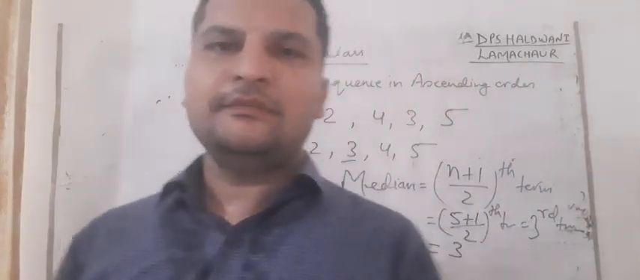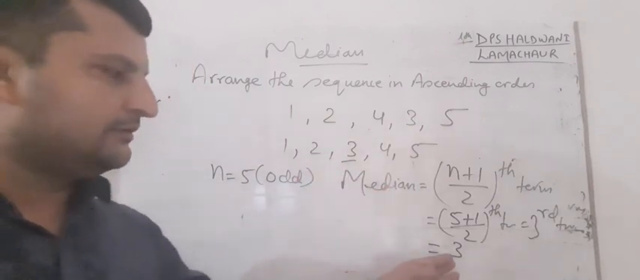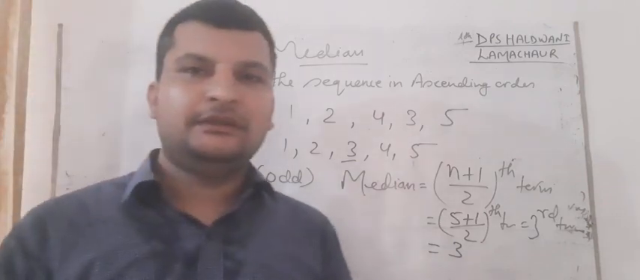Median means it is the mid value. So the mid value of this sequence is 3. So the answer is 3. So these are the mean and median.